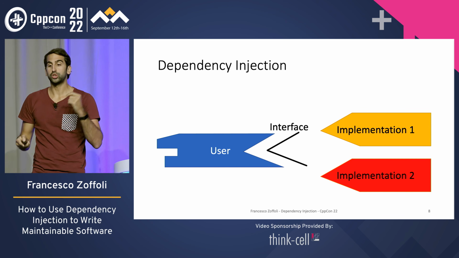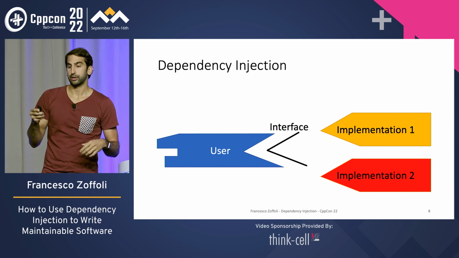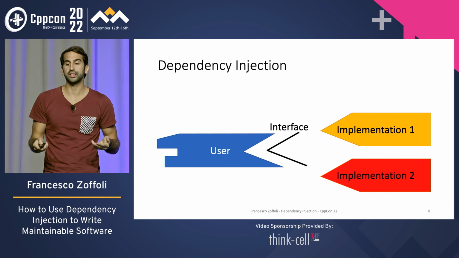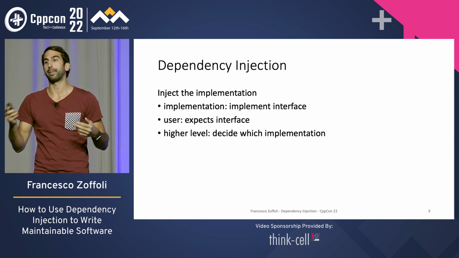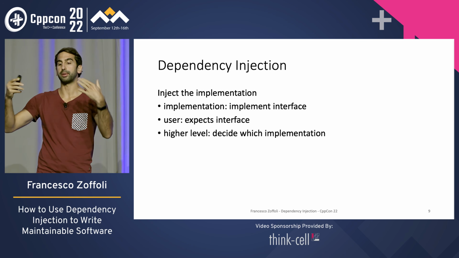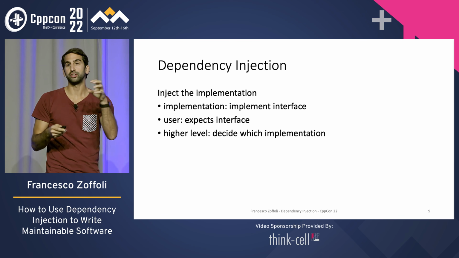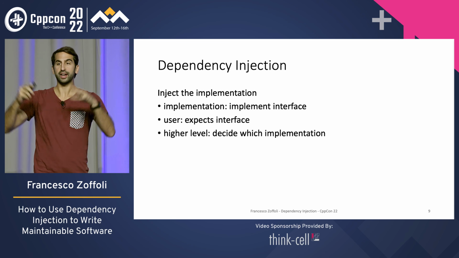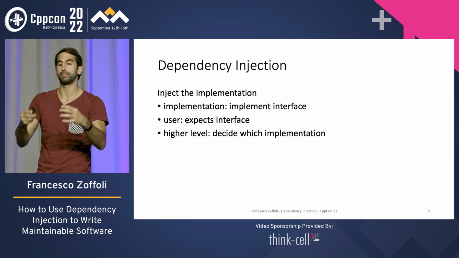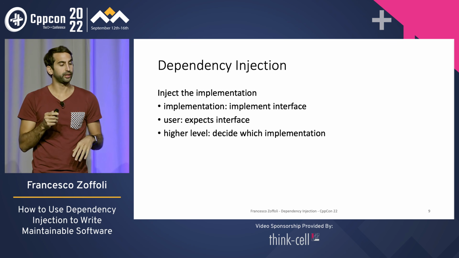So considering that the user doesn't care about which one of the implementations it should use, we should specify which one. And this is the point of dependency injection. We want to inject the implementation. We have some implementations which implement an interface. We have users which expect interfaces. And then we have higher level code which is deciding which implementation to pass to the user.